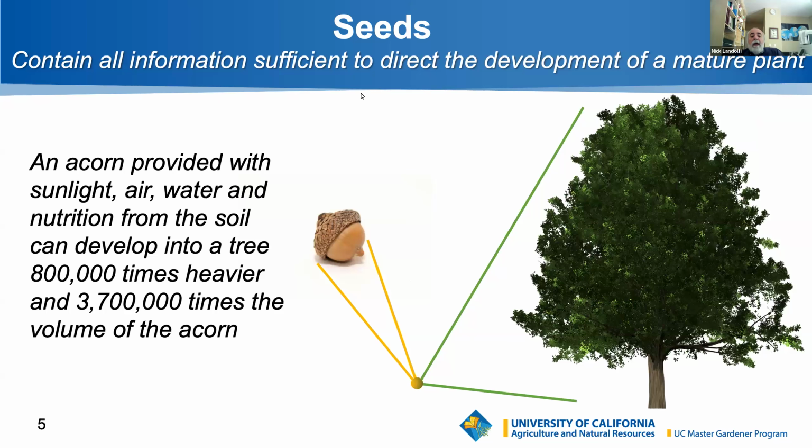Another example, a 3/4 inch acorn under those same conditions can develop into a tree 800,000 times heavier and 3.7 million times the volume of the original acorn. Of course, in this case, it takes decades.